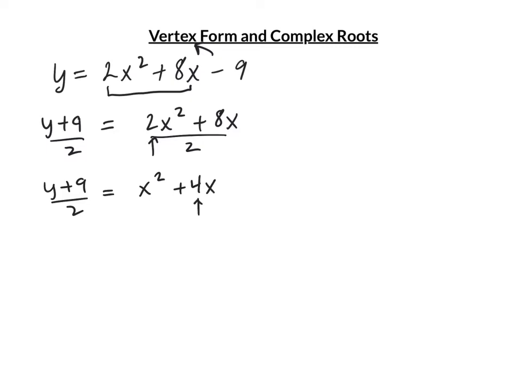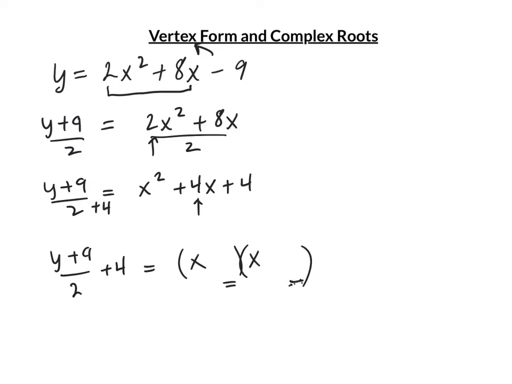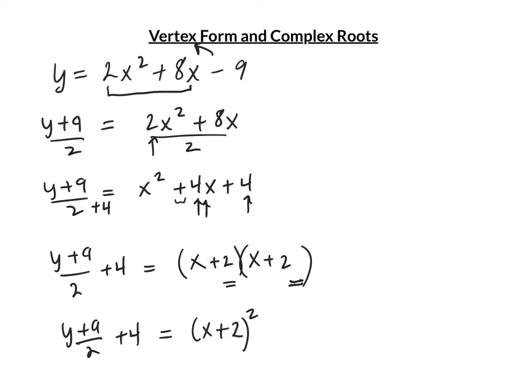I'm going to take half the coefficient of x, half of 4 is 2, square it, 2 squared is 4, and add 4 to both sides. I have y plus 9 over 2 plus 4 equals, this is a standard form, x and x. This times this makes positive 4. So it's either two positives or two negatives. The middle is a plus, so it's two positives. Factors of 4 that add to 4 are 2 and 2. We have y plus 9 over 2 plus 4 equals x plus 2 squared.